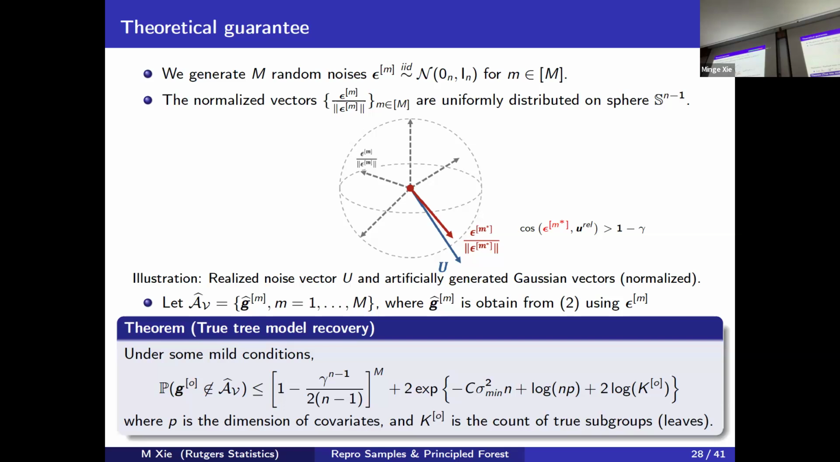Did I... I think I lost the pointer. Lost power. But anyway, this angle, this gamma, corresponds to that one. It's how close the angle is. This controls the high probability that you contain the truth or not.